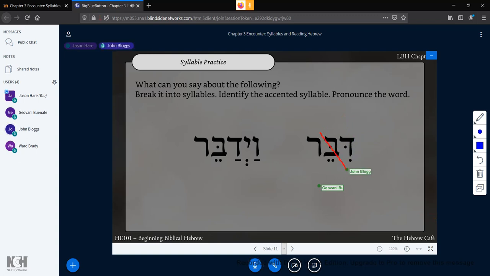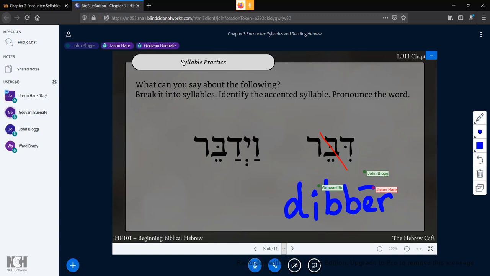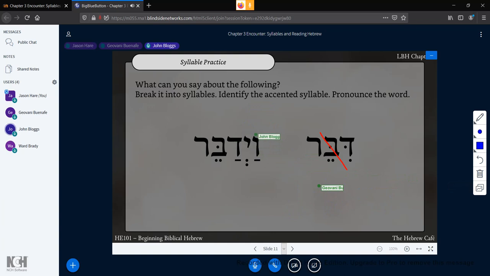This will be another one with a breakthrough. So it will be Diber. Diber, he spoke. Okay, the same thing. We have the skinem levi loss of dagesh. So this is just like the previous example.